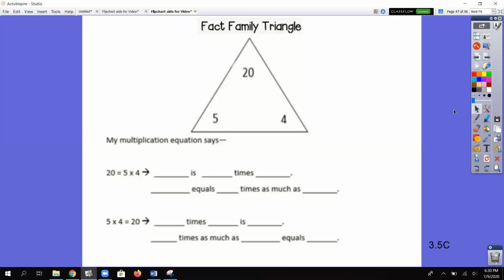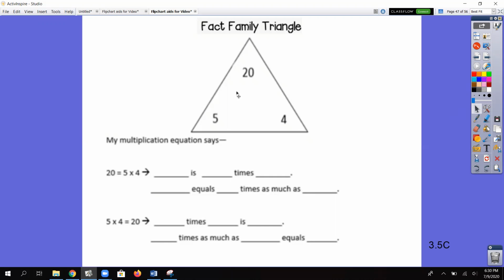Hi guys, today we're looking at a fact family triangle, which is 3.5C, and we're going to be looking at comparative language words. Comparative language is when you use words to describe how much you have of something. Like 3 times or 4 times or double or twice, all those are words to describe numbers.